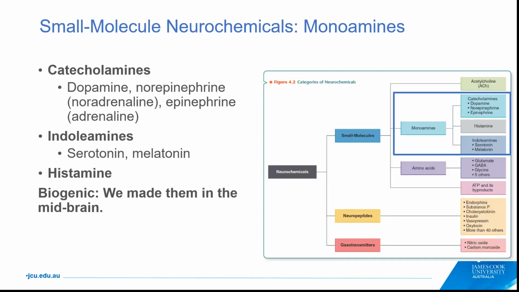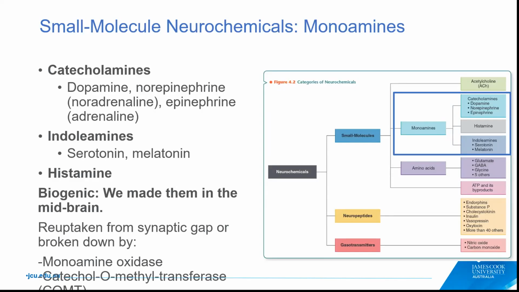Okay. And also note this adjective biogenic. We make them in the brain, we make them ourselves, so it's naturally occurring. And normally it's taken up from the synaptic gap, or they can be broken down, right? Small molecules can be broken down by enzymes. Monoamine oxidase is one, and then we have something called COMT, catechol-O-methyltransferase. I hope I got it correct. Right?